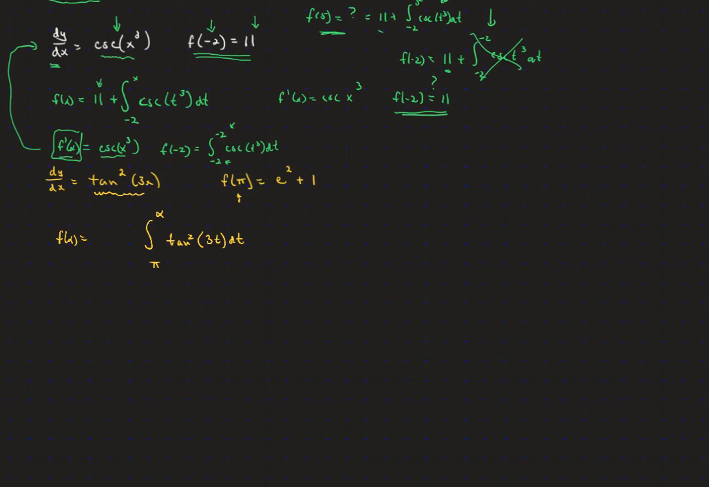Right now, we have created a function whose derivative is what we want. But right now, at f of pi, it's going to be the integral from pi to pi, which is 0. I want it to be e squared plus 1, so we'll just add in the e squared plus 1. And this function satisfies our differential equation. All right, very good.